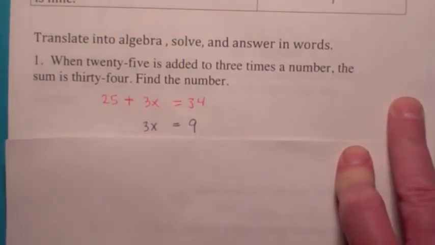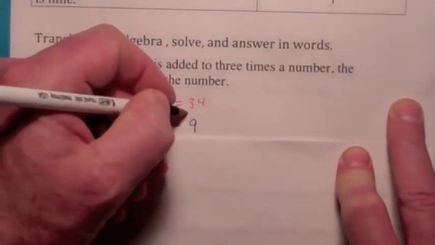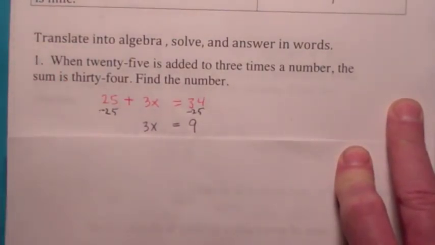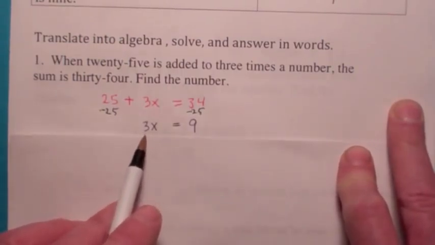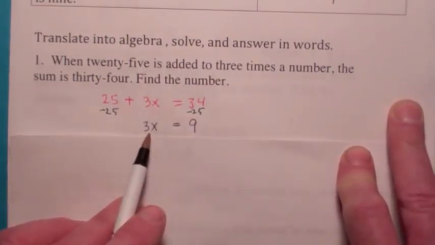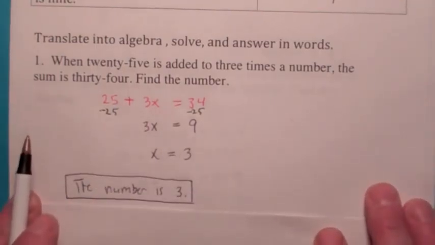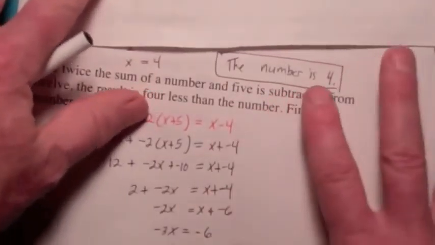So this is the way you would do it in like Math 80. Your teacher might not always write, you know, minus 25, minus 25. So let's just practice doing that in our heads. Anyways, the last step, to get x by itself, you would divide this side by 3 and this side by 3. The answer is x equals 3. Don't forget to answer in words though. The number is 3 is what you'd say. Okay, so let's do a few more of these and then I'll give you some to try.